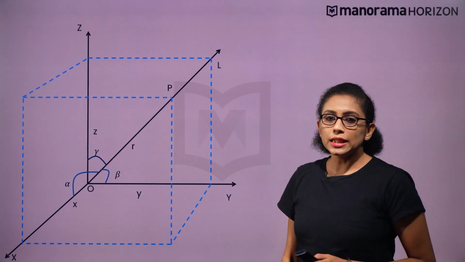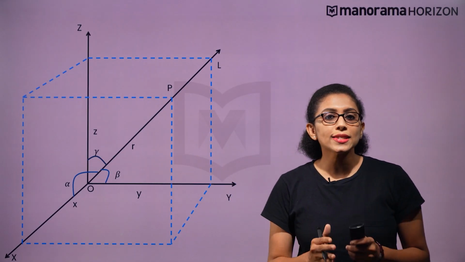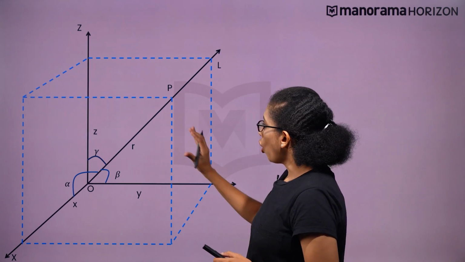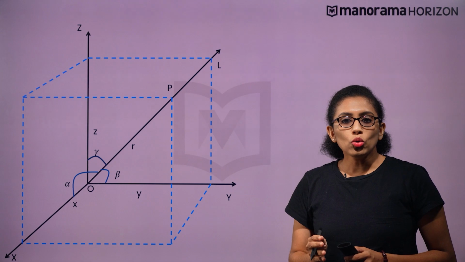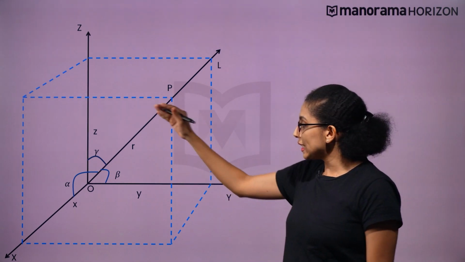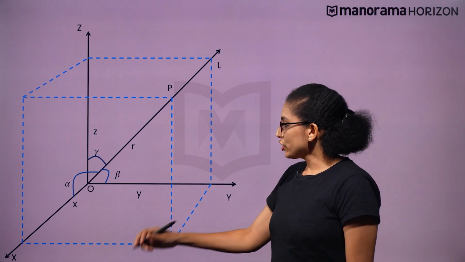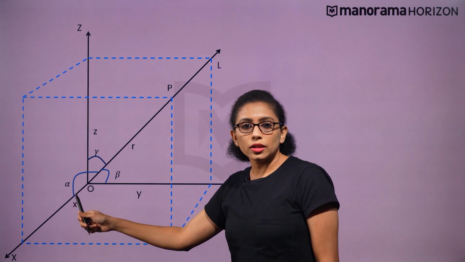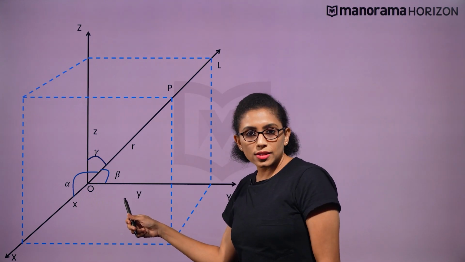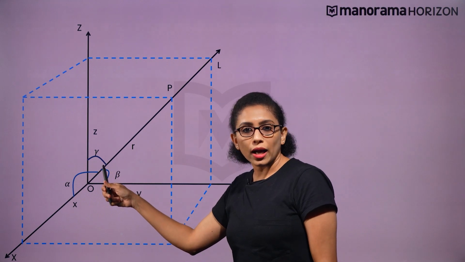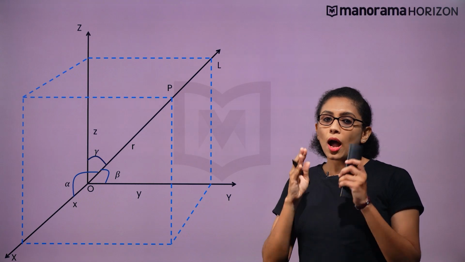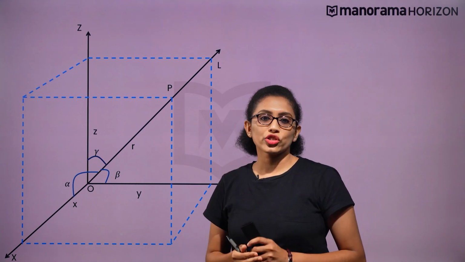Now suppose this is a 3D system with x, y and z axes, and consider a vector OP. There are certain angles that OP makes with these axes. Let alpha be the angle with the x-axis, beta be the angle with the y-axis and gamma be the angle it makes with the z-axis. These angles are made in a positive direction.